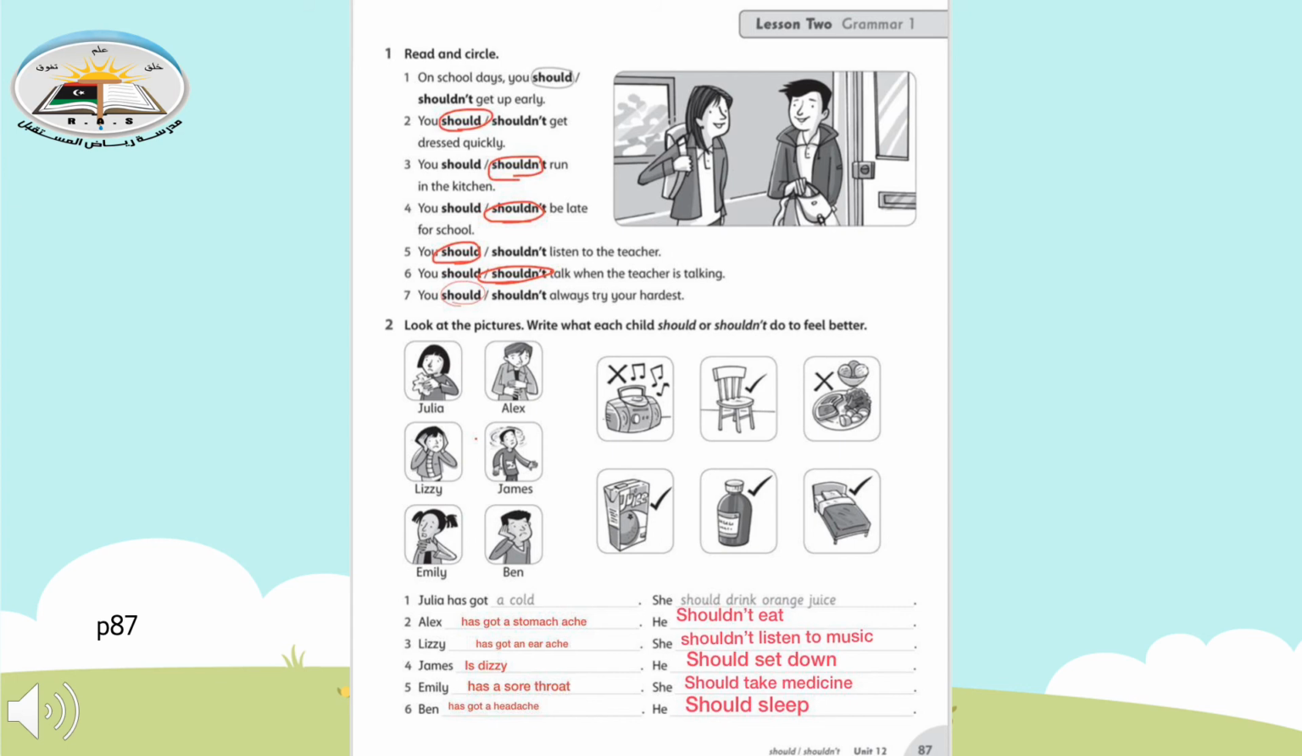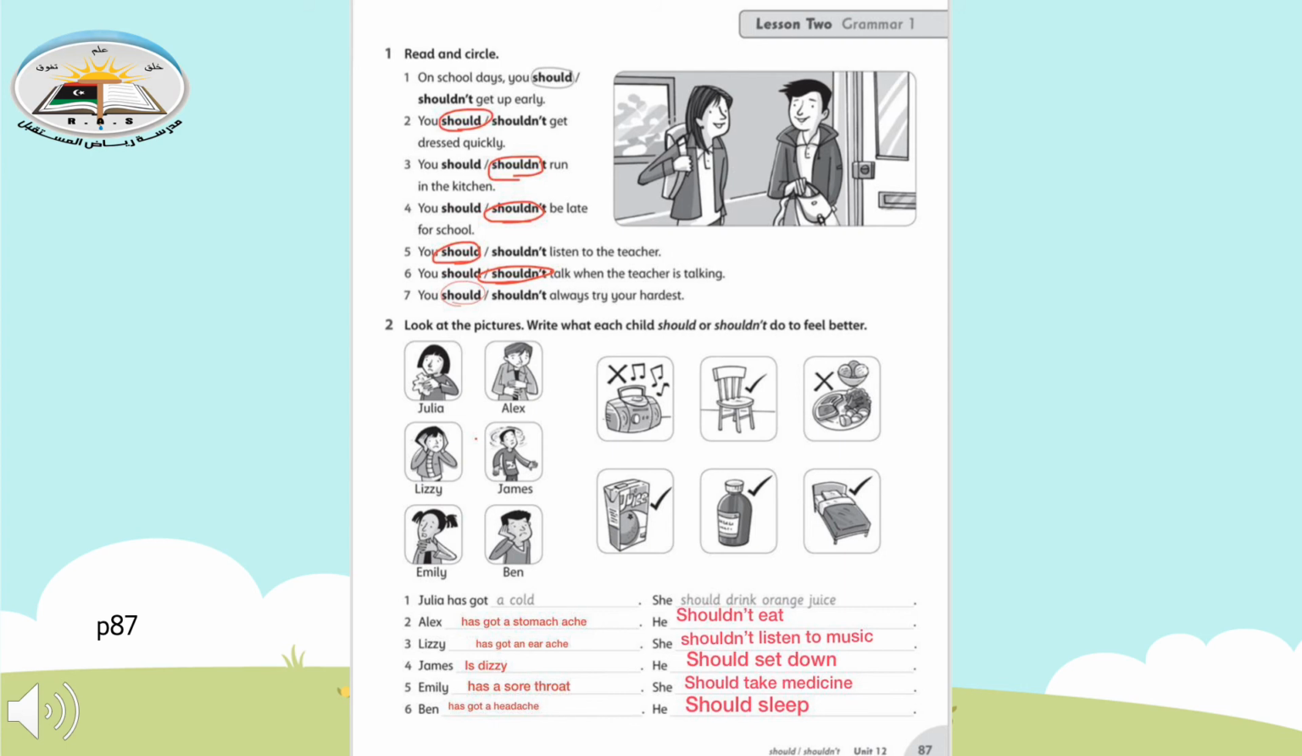Number 1. Julia has a cold. The answer, she should drink orange juice. Number 2. Alex has got a stomach ache. The advice you should give him to feel better, he shouldn't eat. Number 3. Lizzie has got an earache. The advice, she shouldn't listen to music.